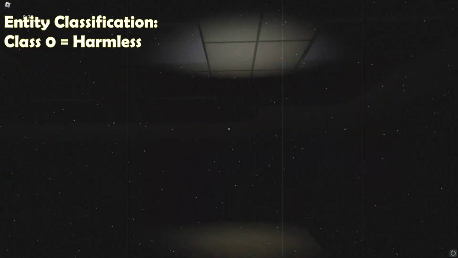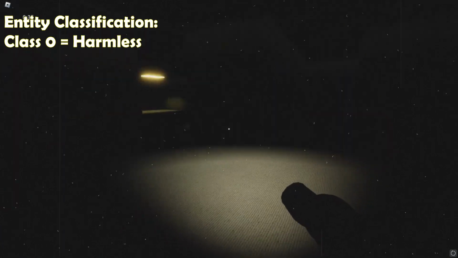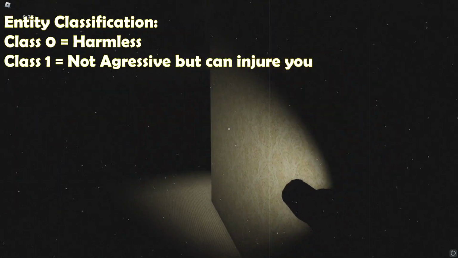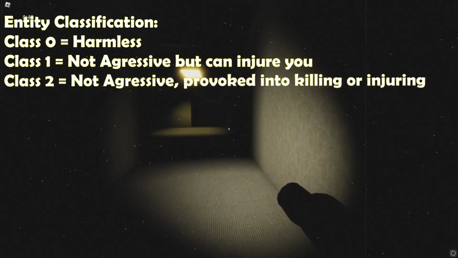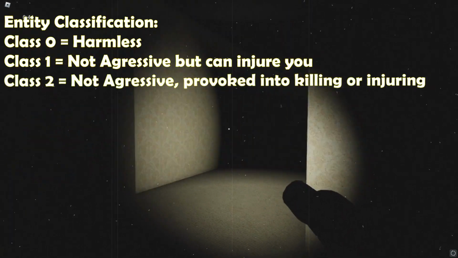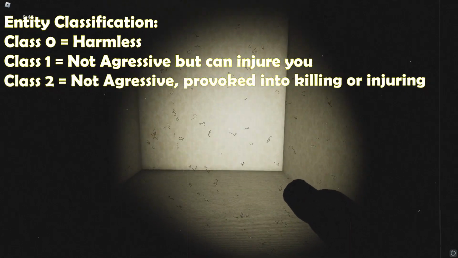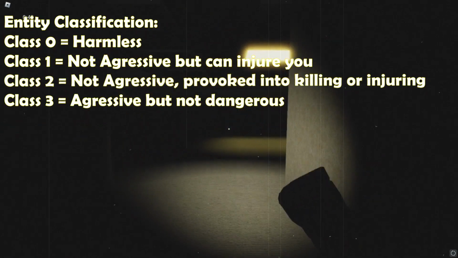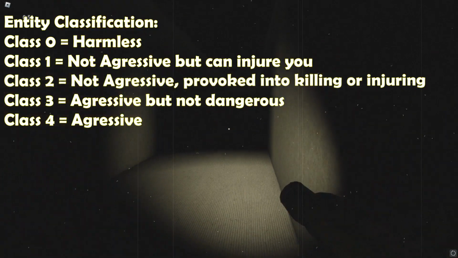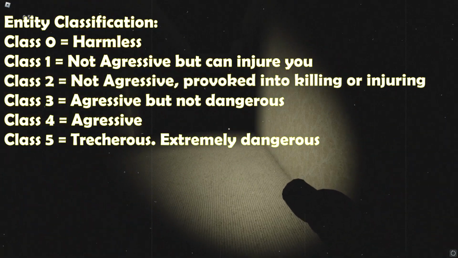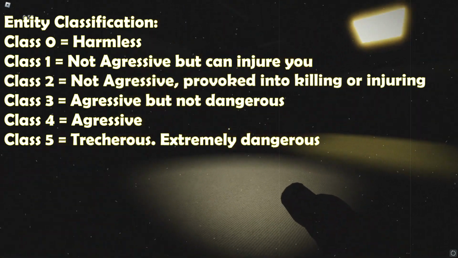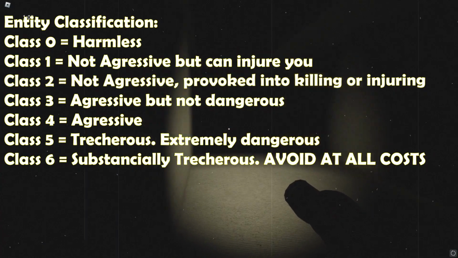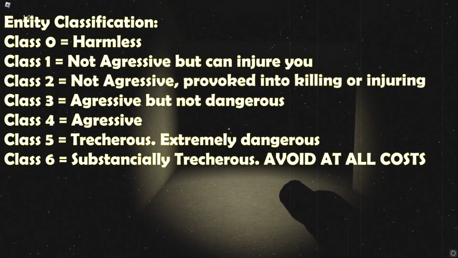So now on to entity classification. So class 0 is harmless and it poses no threat. Class 1 is not aggressive but can injure wanderers. Class 2 is not aggressive but it can be provoked into injuring or killing wanderers. Class 3 is aggressive but not really dangerous. Class 4 is aggressive. Class 5 is treacherous, meaning it's extremely dangerous and you should avoid it at all costs. Class 6 is substantially treacherous and you should never see these ones or you're basically dead.